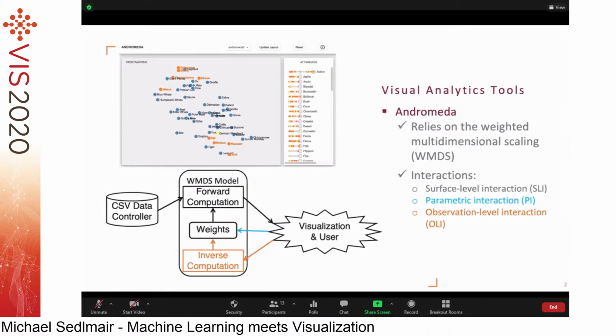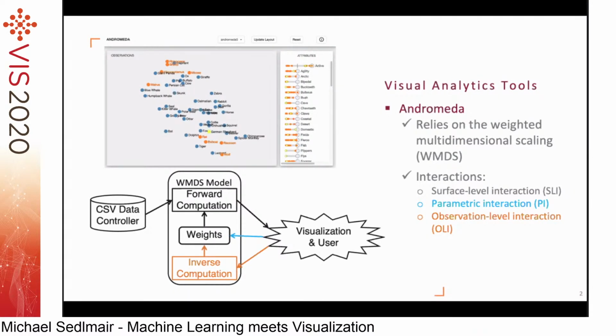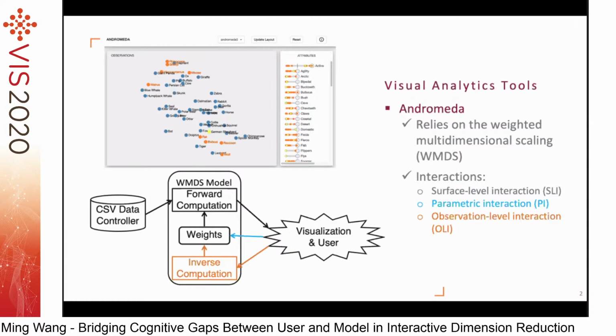Our lab has previously developed a great tool called Andromeda, which relies on WMDS. It allows users to shift emphasis to different dimensions so that they can explore data from different aspects. A lot of great work has been done to enable these pipelines to embed three levels of interaction: surface level interaction, parametric interaction, and observation level interaction. However, we noticed some gaps between our Andromeda system and users. So in this work, we are trying to study these cognitive gaps and propose and evaluate our solutions.